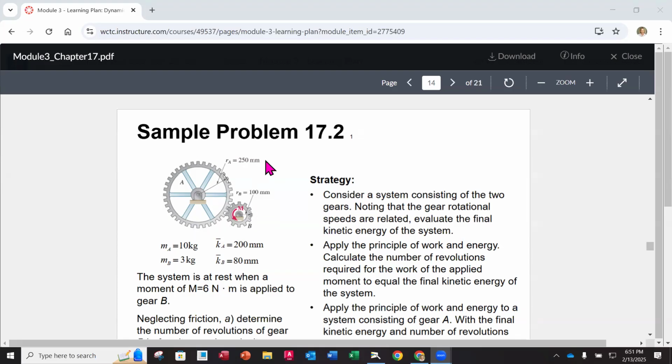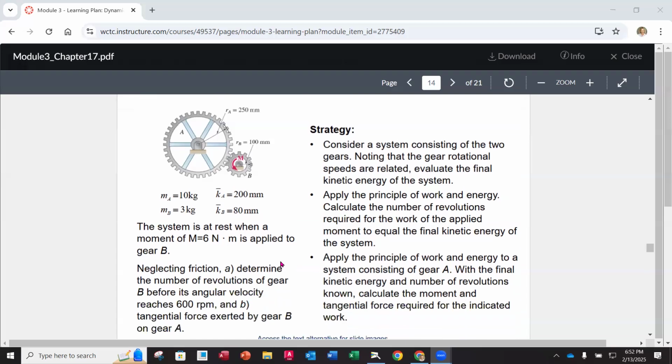You're also going to see that we're given the physical sizes here, the radii out to their pitch diameters, both given in millimeters. So if we have to use those radii, we're going to have to make sure that we put those in the appropriate units, like meters, for our problems. They're letting us know that the mass of gear A is 10 kilograms and its radius of gyration is 200 millimeters. And then B, 3 kilograms, and its radius of gyration is 80 millimeters.